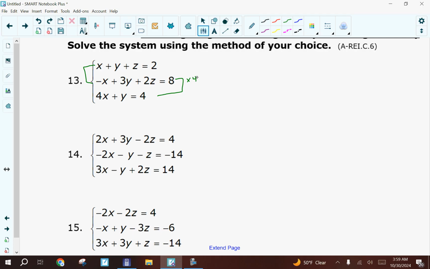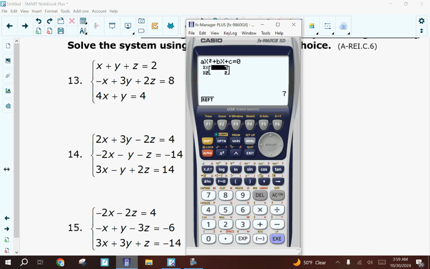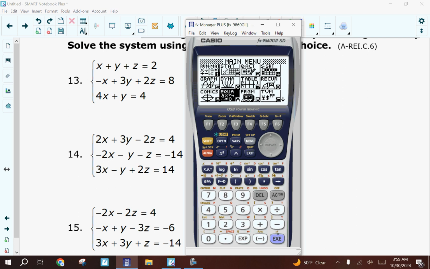And then the process starts all over. You're going to have 2 problems with a y and a z only. And then you try to get either the y or the z to cancel. And then you do back substitution. But I showed you guys a much faster way. We're going to go into our equation solver.